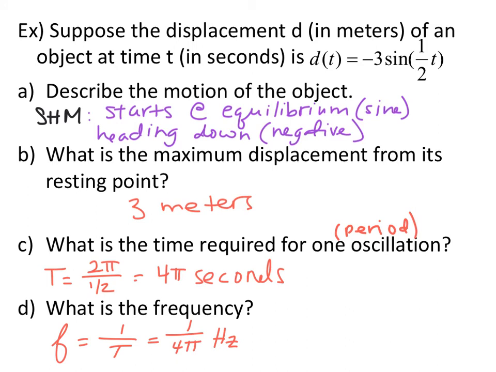Time required for one oscillation, that's asking for the period. So period is 2 pi divided by omega, where omega is 1/2. So one oscillation, one down, up, and back down is going to take 4 pi seconds. And then the frequency is the reciprocal of the period, so 1 divided by 4 pi hertz.